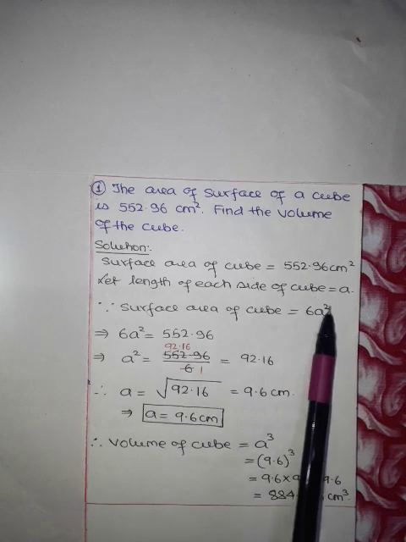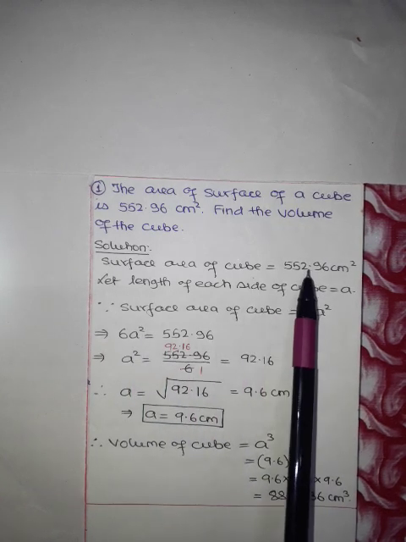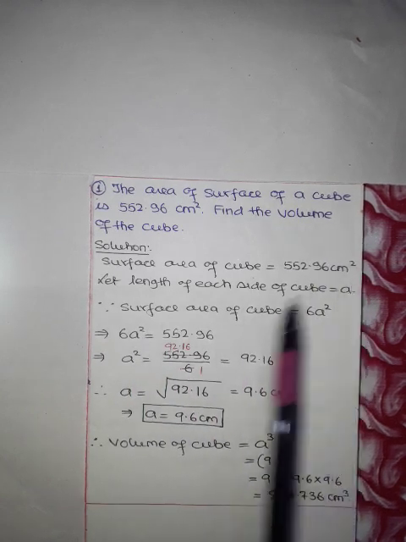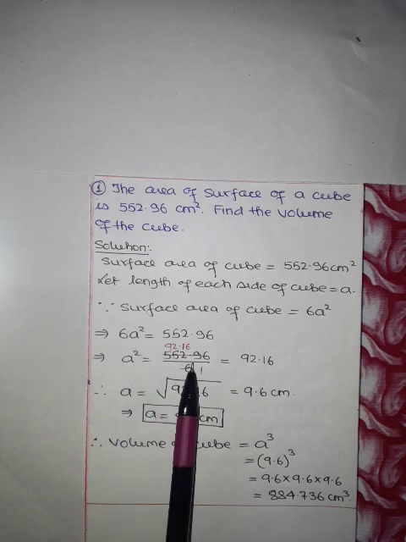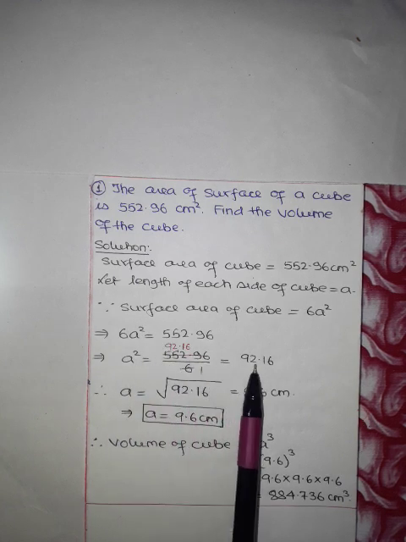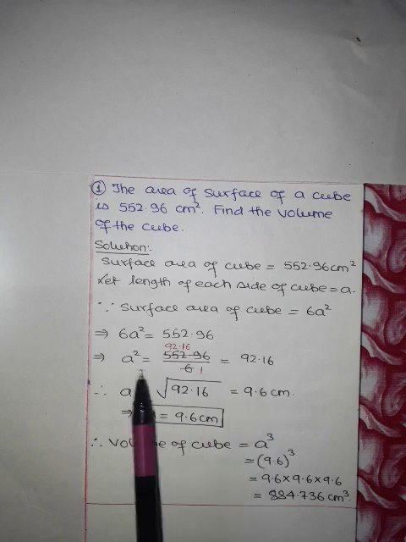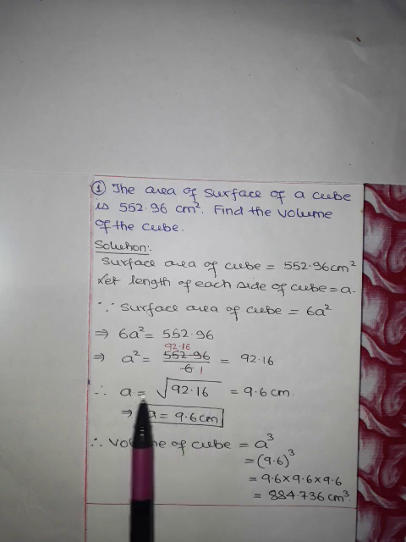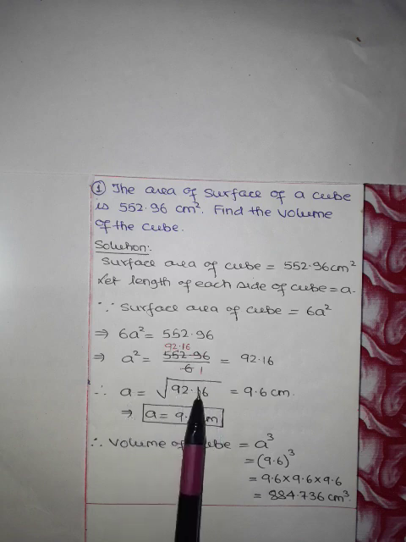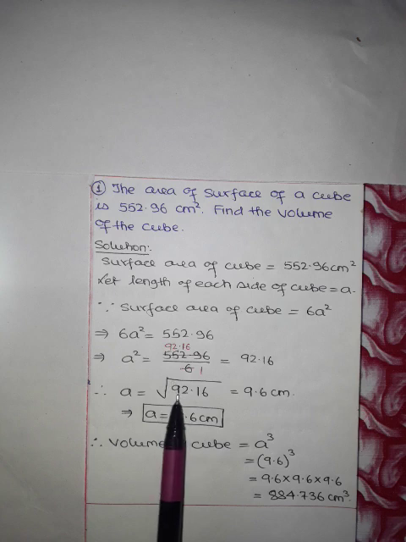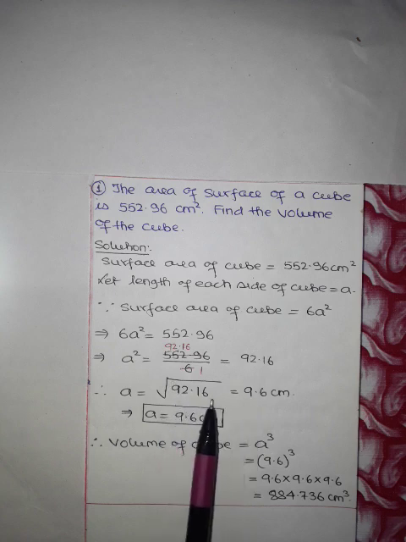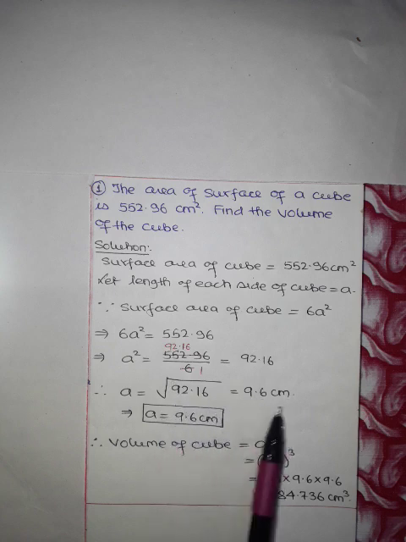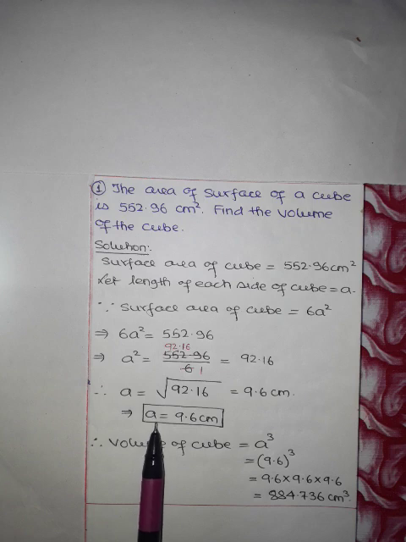So equating this 6a square with 552.96 centimeters square, you can bring this 6 down and divide, and you'll get 92.16. Again, a square is there, so just take the square root from both sides. You have already done in class 8 how to find the square root of a decimal number. So a equals root over 92.16, which is 9.6 centimeter. That means the length of each side of the cube is 9.6 centimeter.